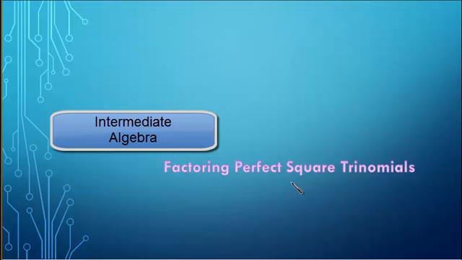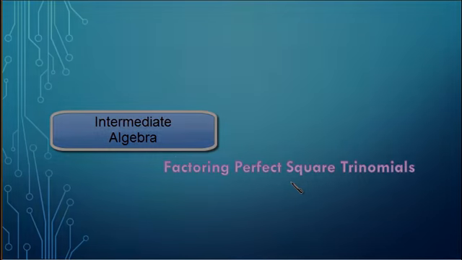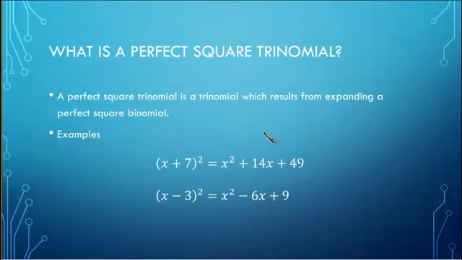Hi, in this video we turn our attention to perfect square trinomials. So what is a perfect square trinomial? Well, a perfect square trinomial is one that results from the expansion of a perfect square binomial. So here we have a perfect square binomial. Two terms, quantity raised to the second power.